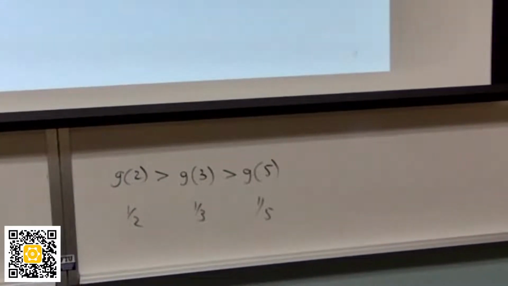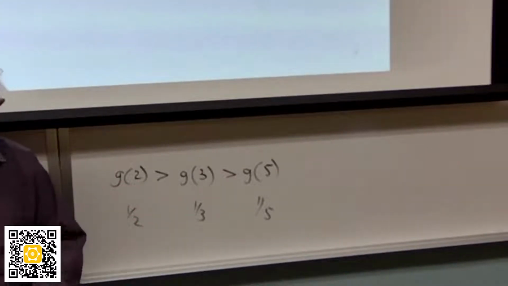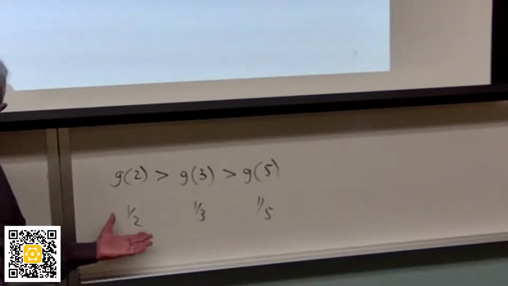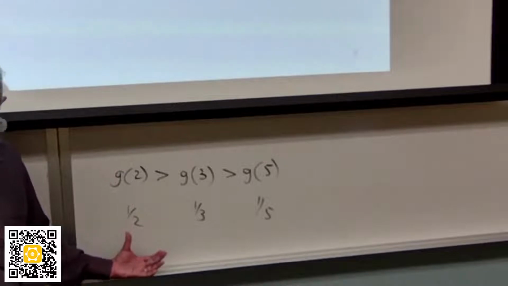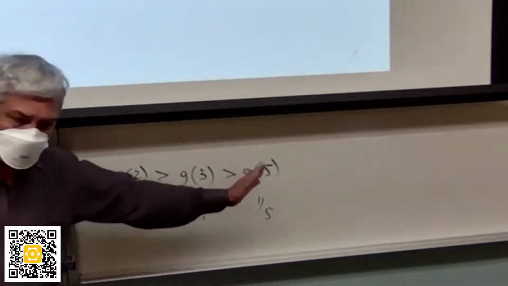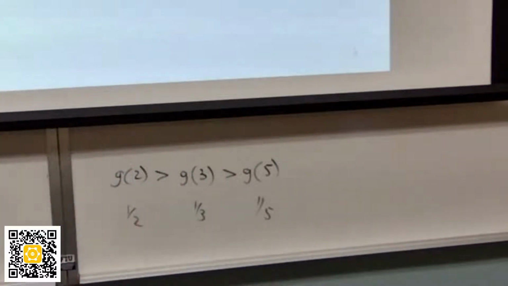Is that clear? Which also means that if it's not just 2, if it's 2 squared, or 2 to the power 20, you're going to get the same fraction. It's going to be a half. Same thing over here, same thing over here. So this is the order in which the fractions go.